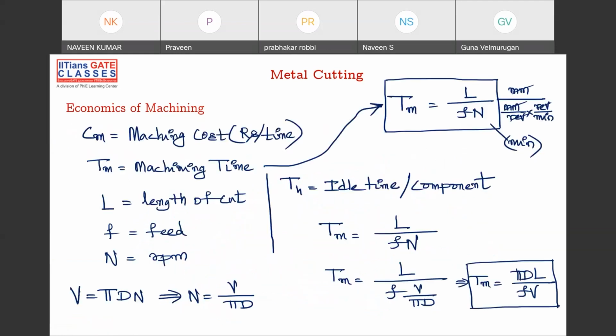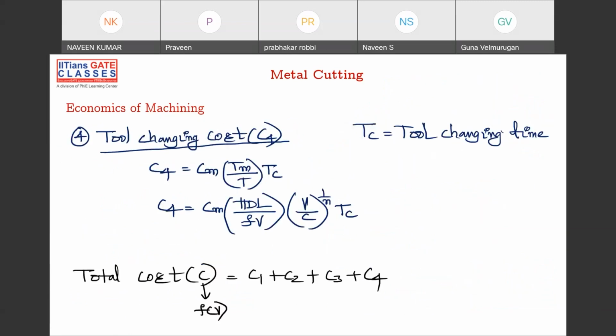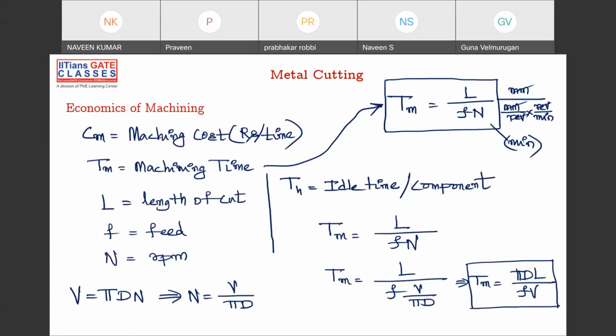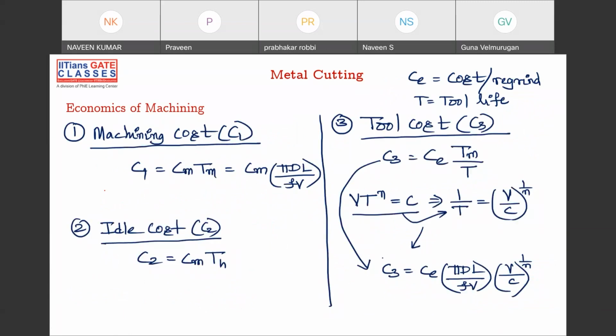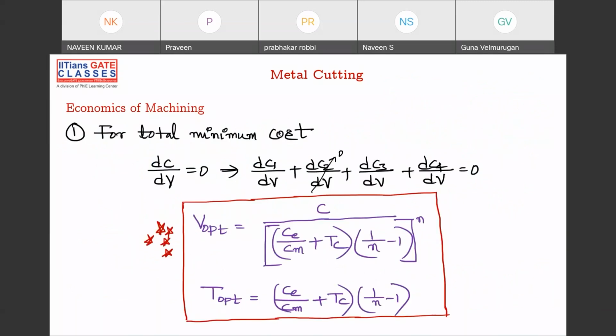Fine. So what are the formulas? Forget about all these things, and the final formula. What are the important costs you have to understand? One cost is machining cost. Another cost is idle cost. Another cost is tool changing cost. Next are all the other things, but don't worry, these are all derivative things. The important thing to remember is that first we have seen machining cost, idle cost, tool changing cost.